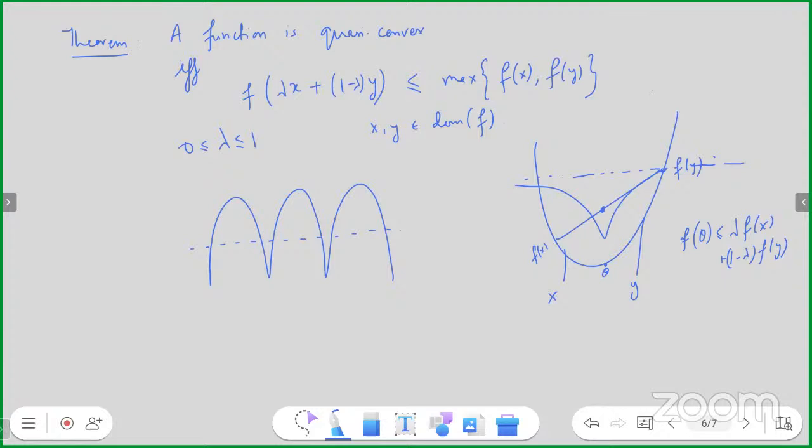So let x comma y belong to S alpha, for any alpha. Then f of x must be less than or equal to alpha, and f of y must be less than or equal to alpha, because they are in the sublevel set. That implies that the maximum of both of them must also be less than or equal to alpha.